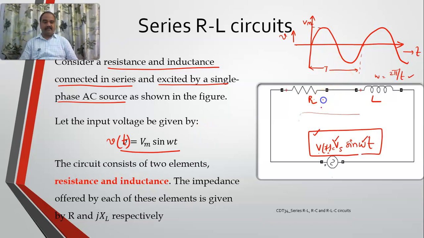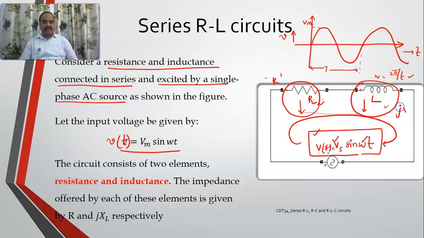And when the current tries to pass through this circuit, each of these elements will oppose the current. In what way do they oppose? The resistor directly opposes the flow of current, whereas inductance opposes only change in current. And whatever the opposition is, we call it impedance, right? So the impedance offered by R is given by R. We have seen it in the last class. And the impedance offered by inductance is given by jXL, since it is L. This is called inductive reactance XL.